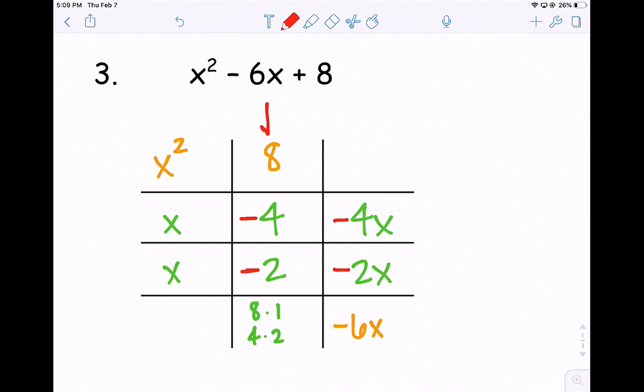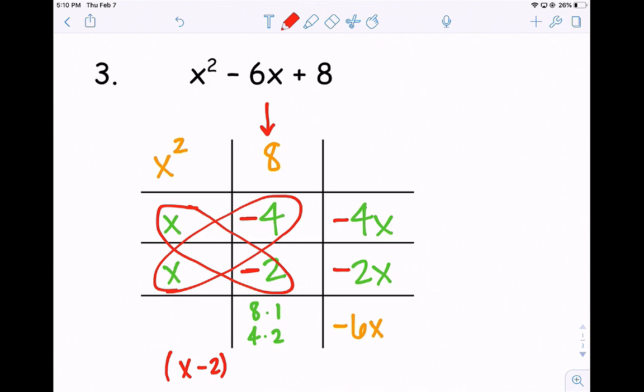I always check that middle column one more time. Is negative 2 times negative 4 positive 8? And again, it is. A negative times a negative is a positive. So our factors this time are x minus 2 and x minus 4. So x minus 2 times x minus 4. Again, in whichever order you would like.